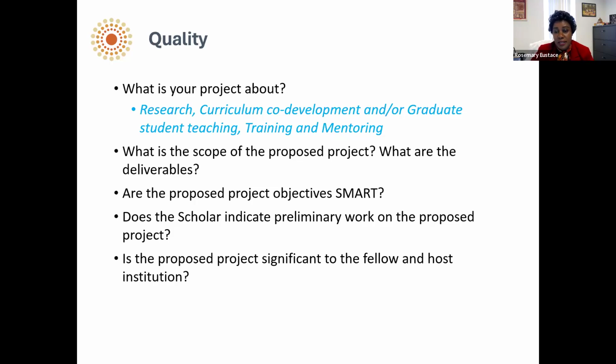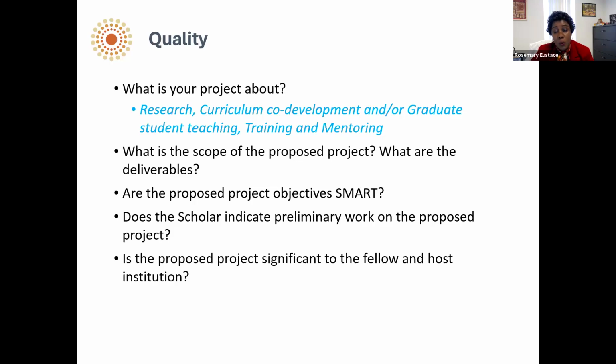So think about your project and what you want to achieve in your project. What is the scope of your project? What is the main goal? What are the specific objectives, primary and also secondary objectives? Are the objectives SMART, which means are they specific? Are they measurable, attainable? Are they realistic within a certain time frame? So those are questions that you need to be asking yourself.